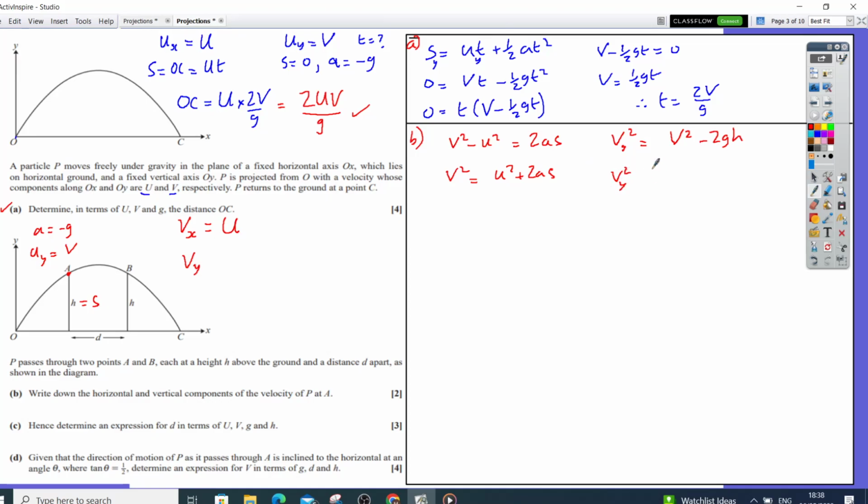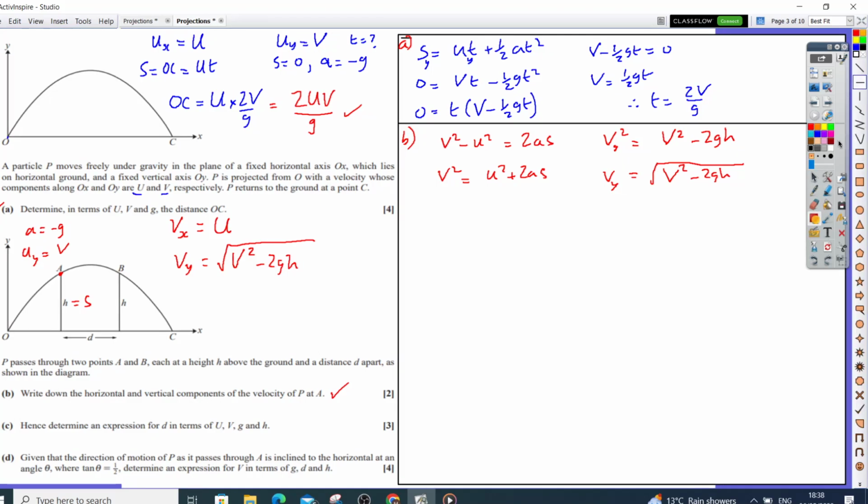Okay, the vertical component, actually, let me just take that off. So the y component is just going to be the root of that, so that's capital V squared minus 2gh, square rooted. So we got that. So that's going to be v squared minus 2gh, square root. Okay, so that one's done. Okay, let's just line this up. Just worried about running out of space.